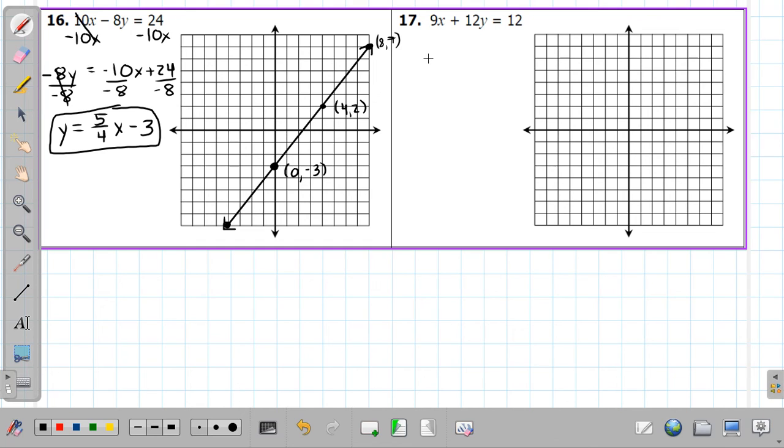And then the last one here, minus 9x, minus 9x. So we get 12y is equal to negative 9x plus 12. Divide by 12, divide by 12, divide by 12. Y is equal to negative 3/4 x plus 1. You might be wondering, where did I get negative 3/4 here? Well, negative over positive is a negative. 9 divided by 12 reduces to 3/4.